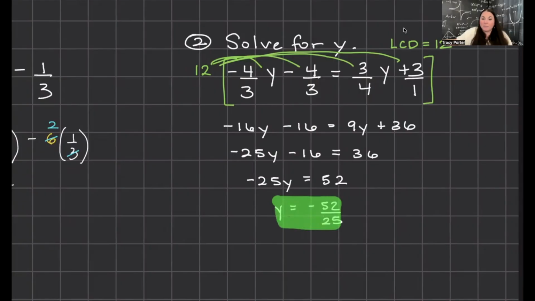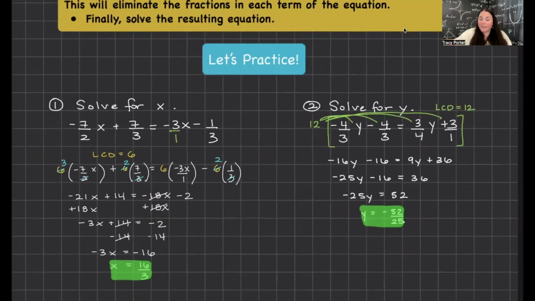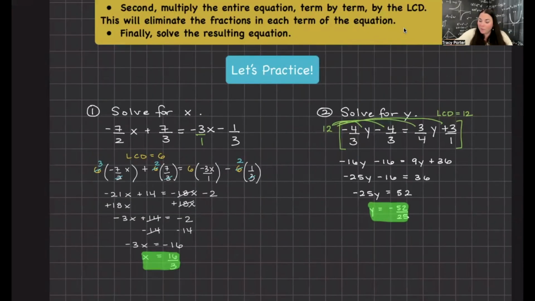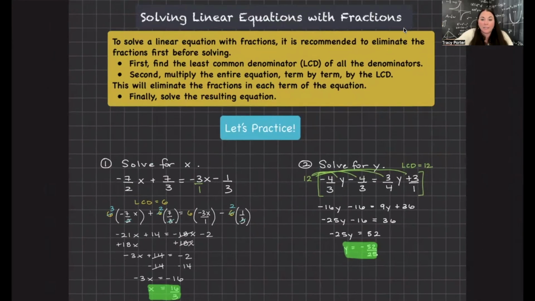Okay, so next time you get an equation that has fractions in it, try this method. It really does make it go faster once you get the method down, and then you can eliminate error because you won't have as many computations to deal with the fractions.